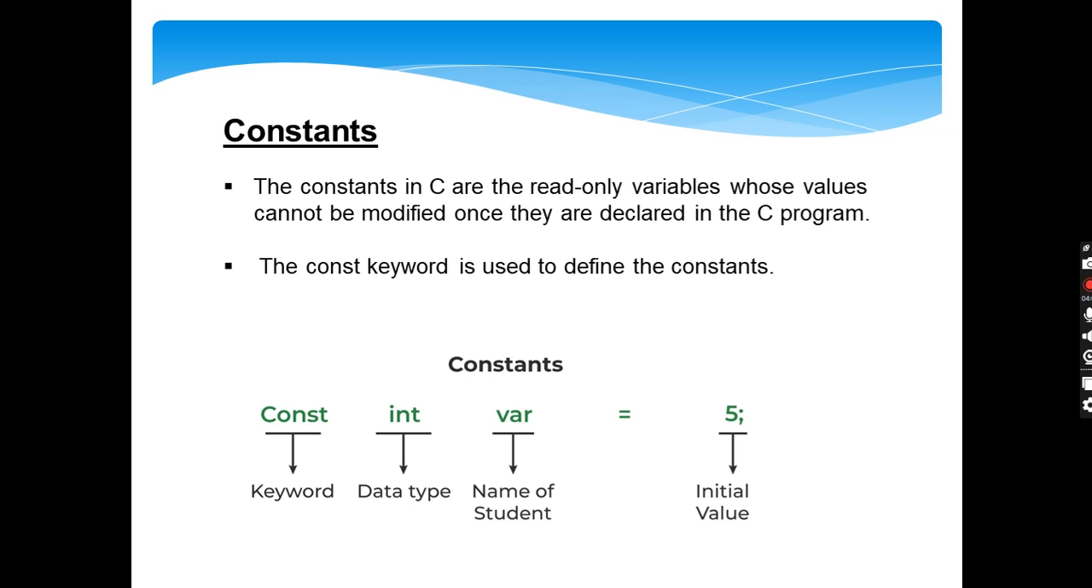Constants in C programming. The constants in C programming are read-only variables whose values cannot be modified once they are declared in the C program. The const keyword is used to define the constants. const int var = 5. Const is a keyword, int is a data type, var is the name of the variable, which is equal to 5. It is an initial value which cannot be changed.